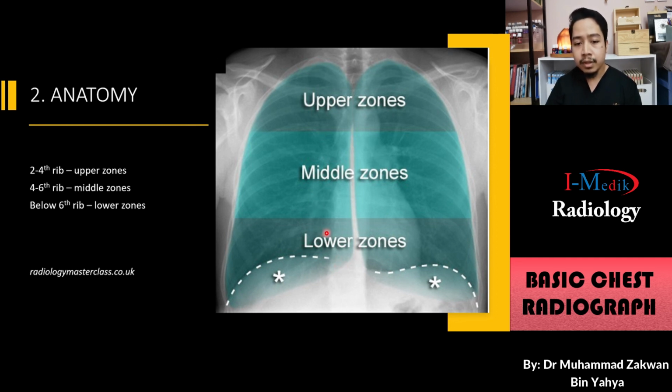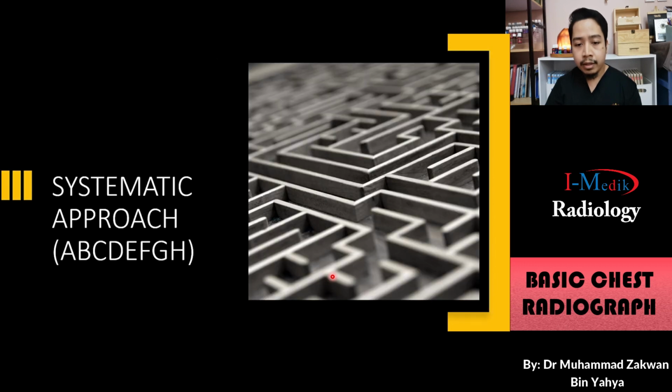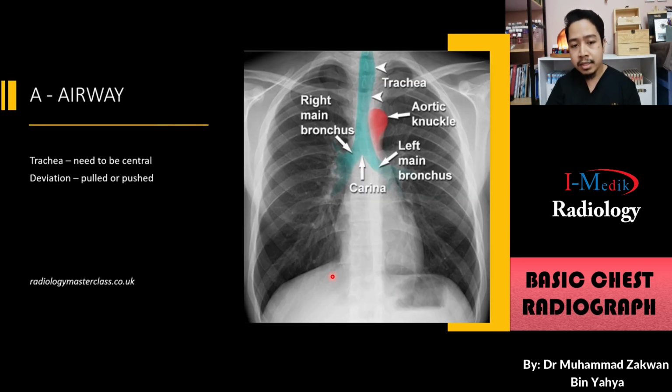Now we go to the systematic approach of the chest radiograph, with the mnemonic A, B, C, D, E, F, G, H. For the first one, we need to assess the trachea. The trachea needs to be central, and then we see any tracheal deviation, either pulled or pushed, to the same side or the opposite side. Case number 1.